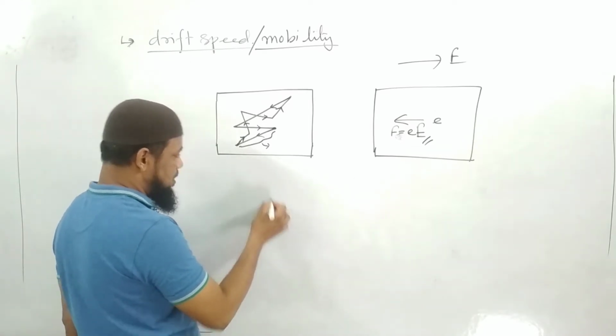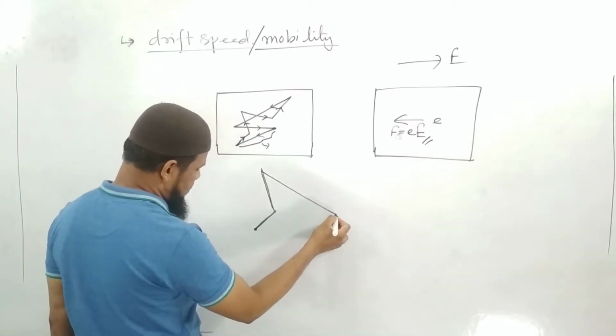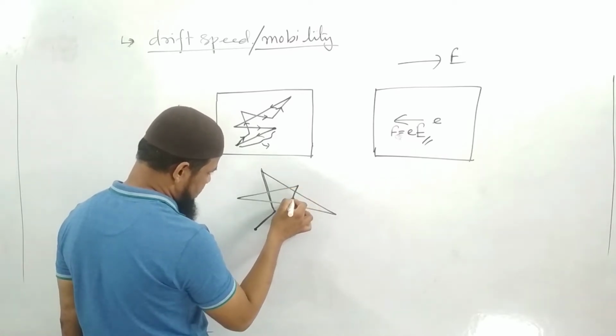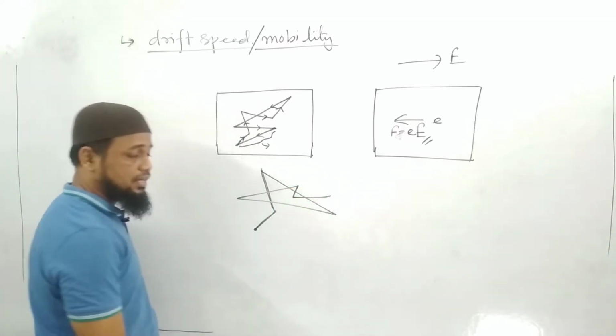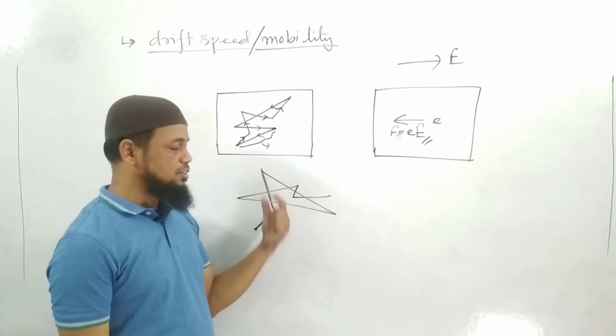Suppose this is t1, the next collision will be after time t2, the next can be after t3, okay, next can be after t4, another can be t5, okay, next can be t6, t7, something like that. Okay, so from here we'll get the mean relaxation time.